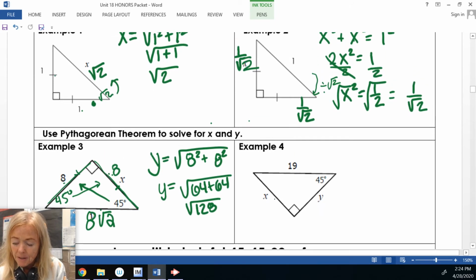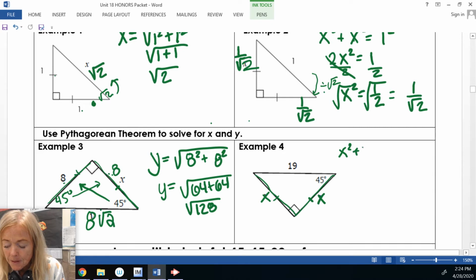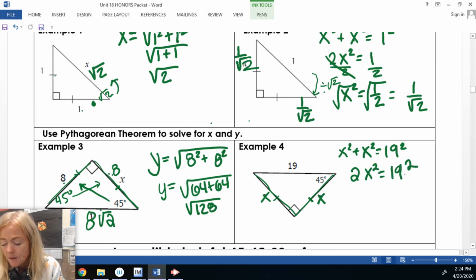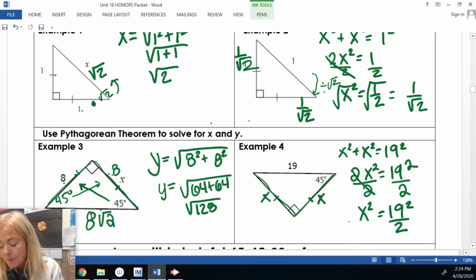Now, if I have this next triangle, these two are the sides that are the same, right? So I'm going to just use x and x to solve for them. So x squared plus x squared is 19 squared, all right? So 2x squared is 19 squared. Divide by 2. So I have x squared is 19 squared divided by 2. Now notice I'm just leaving 19 squared. I just want to do that because eventually I'm going to square root, right? So when I square root, 19 squared square rooted is just 19 over radical 2.